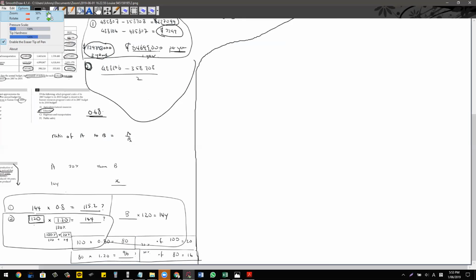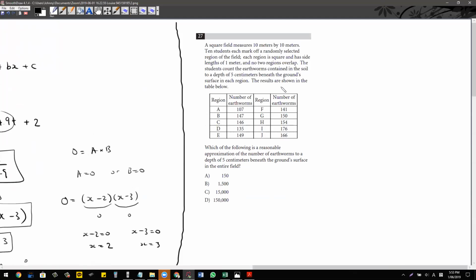Okay, 27. A square field measures 10 meters by 10 meters. 10 students each mark off a randomly selected region of the field. Each region is square and has a side length of 1 meter, and no two regions overlap. The students count the earthworms contained in the soil to a depth of 5 centimeters beneath the ground surface in each region. The results are shown in the table below.